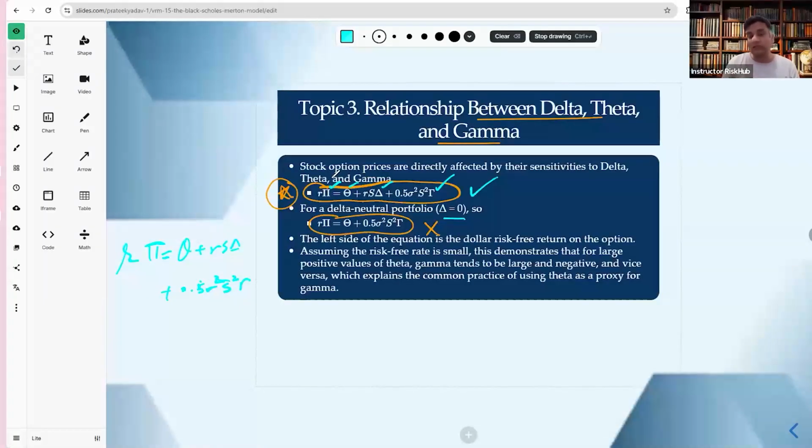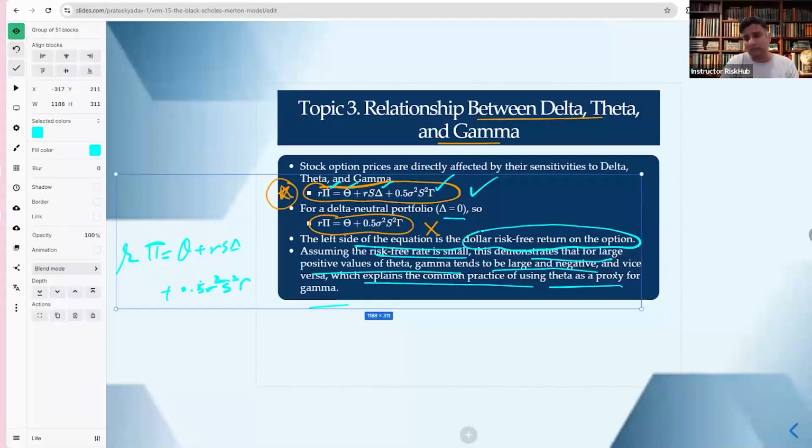No numerical will come on this. Just have the idea. The left side of the equation is the dollar risk-free return on the option, basically the portfolio. Assuming the risk-free rate is small, for a large positive value of theta, gamma tends to be large and negative, and vice versa, which explains the common practice of using theta as a proxy for gamma. Anyways, don't go into that. This will never come in the exam. This is too difficult a concept.